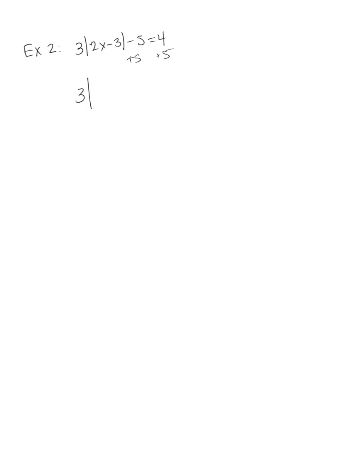We then still have that 3 out front, and we have that equal to 9. Okay, so we haven't isolated the absolute value symbol yet because we still need to get rid of the 3 that's out front. The 3 that's out front works like multiplication. 3 times the absolute value of 2x minus 3. So to undo multiplication, we're going to divide. We're going to get the absolute value of 2x minus 3 equals 3.